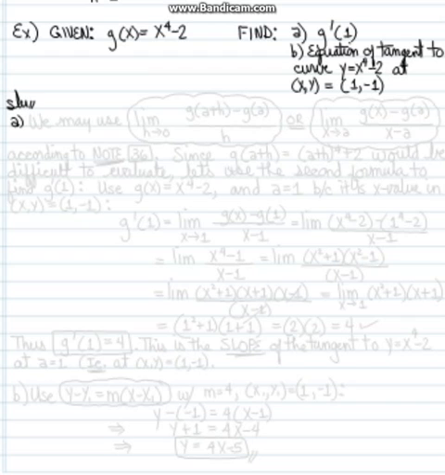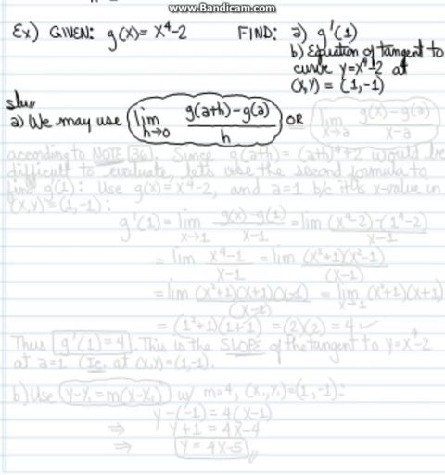Now you know from note 36 that we have two different definitions for the limit, so we may use either one of those. The limit as h approaches 0 of g of a plus h minus g of a over h, or the alternative would be the limit as x approaches a, not h, of g of x minus g of a over x minus a. So that's all, either choice, according to note 36.